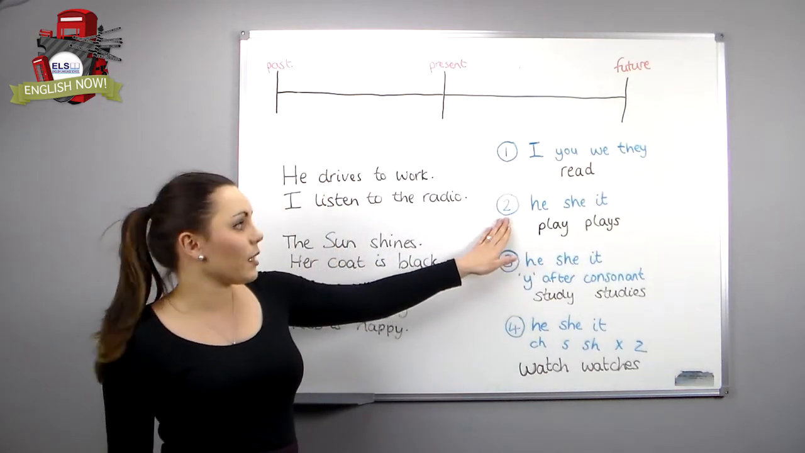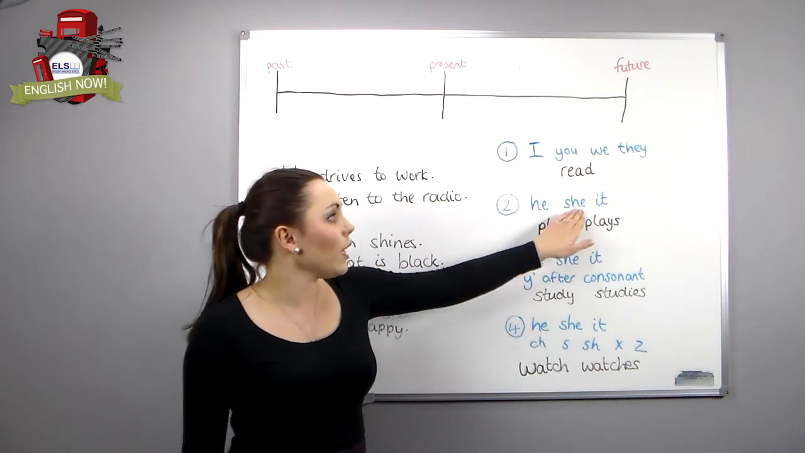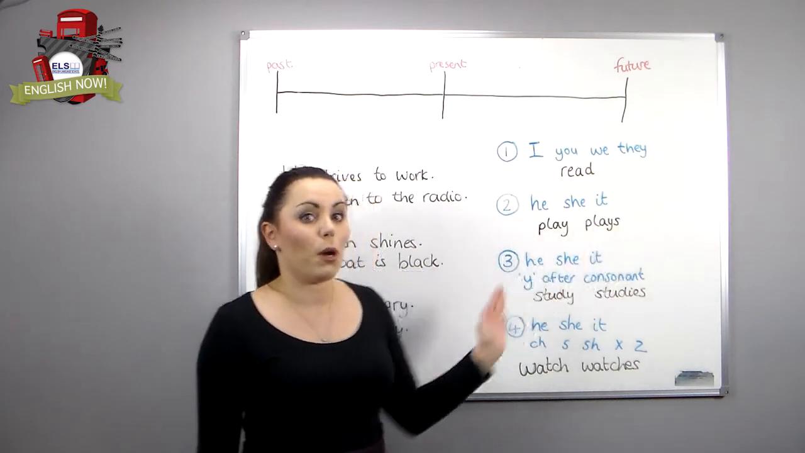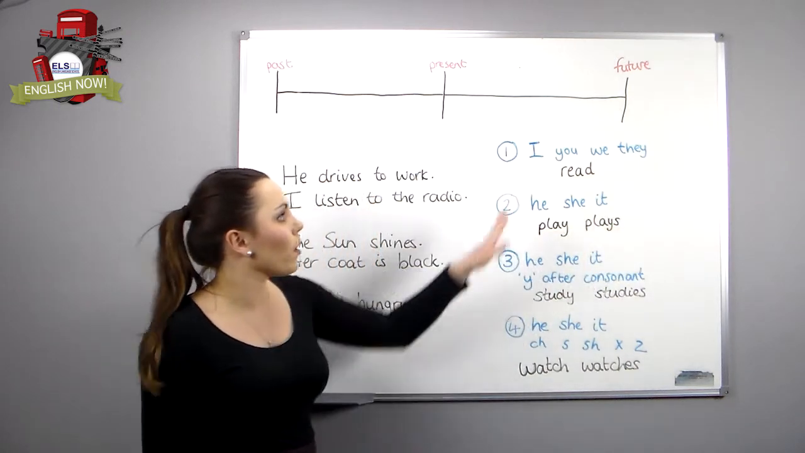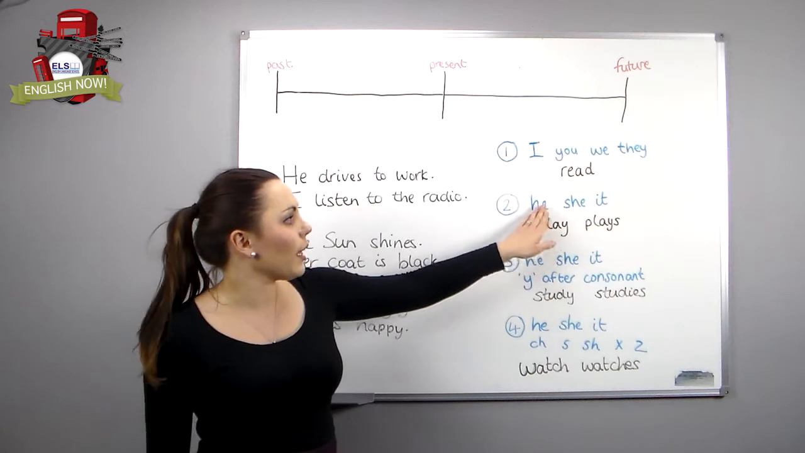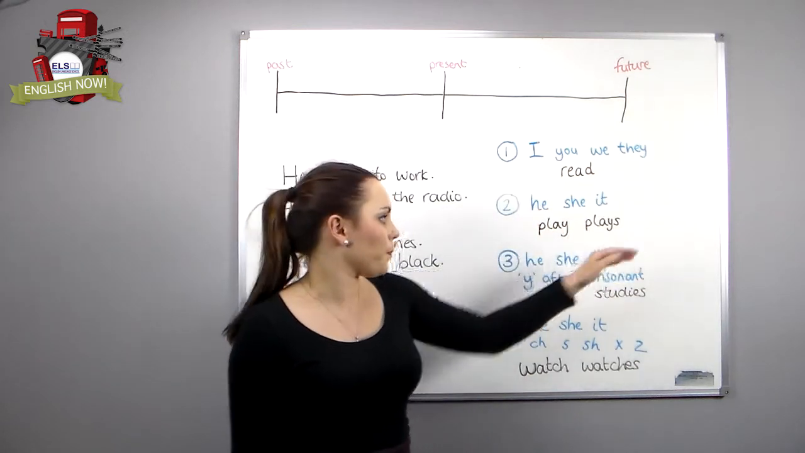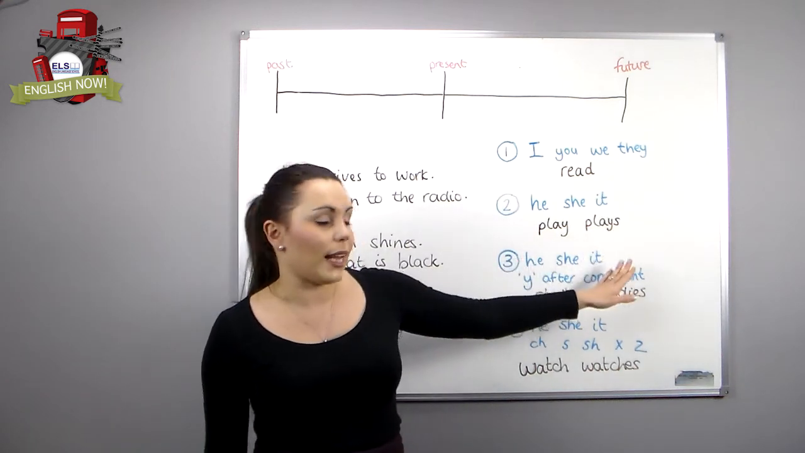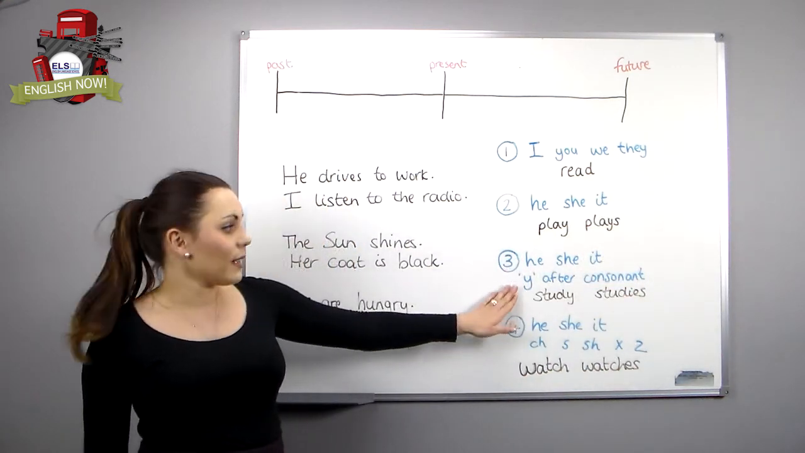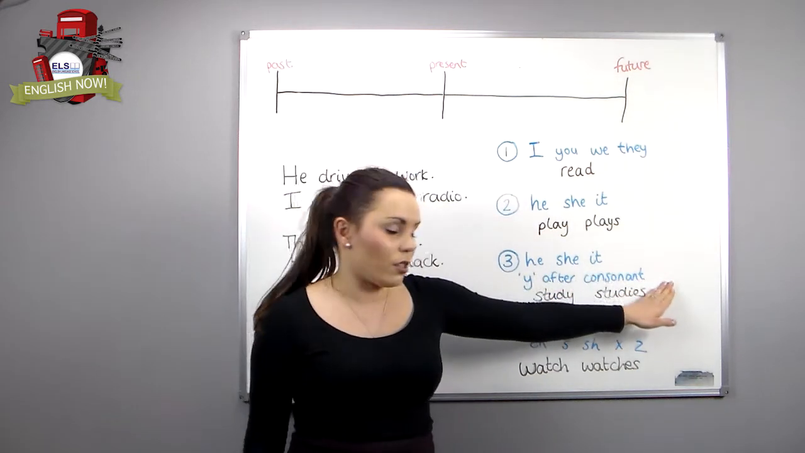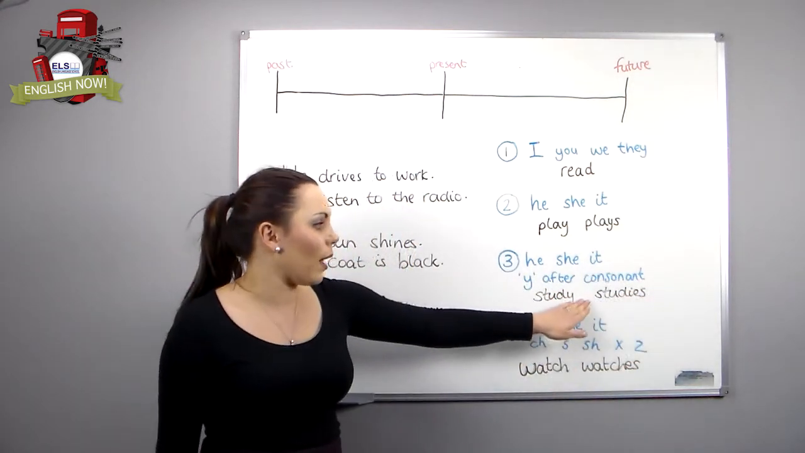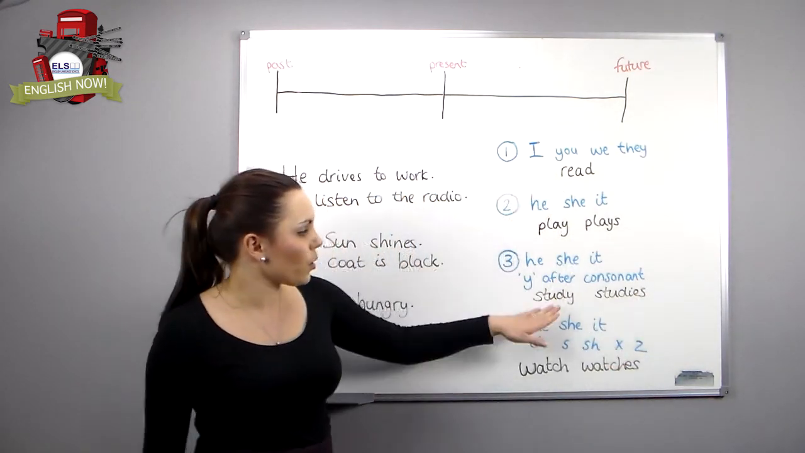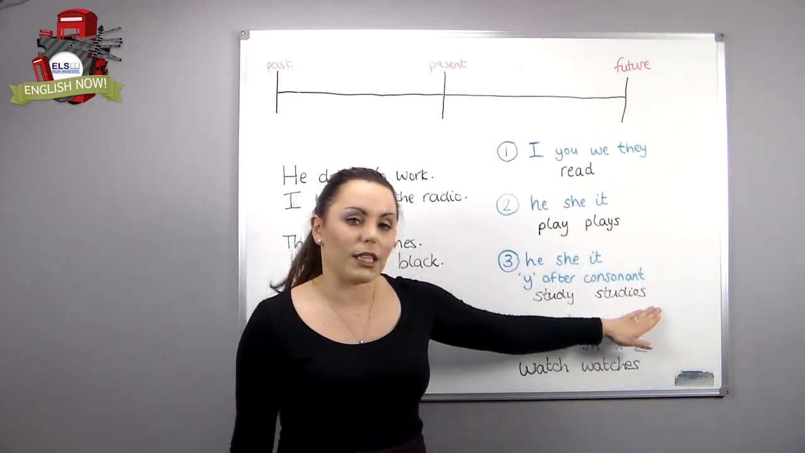If the subject of the sentence is he, she or it, we add s to the end most of the time. For example, I play football, he plays football. If the subject is he, she or it, and the verb ends in the letter Y after a consonant, we remove the Y and add IES. You study, she studies.